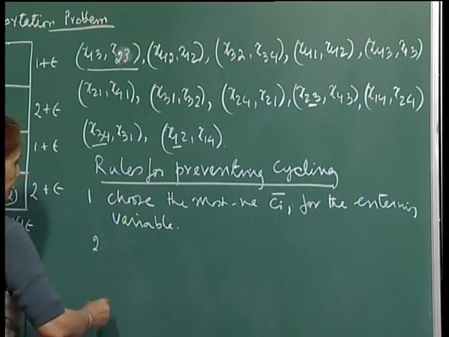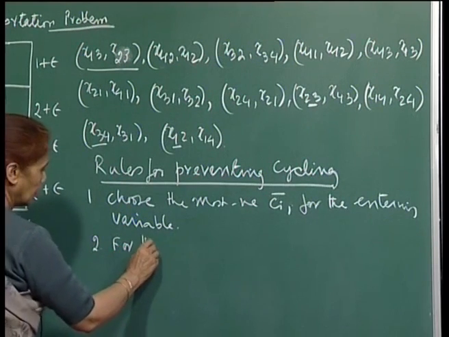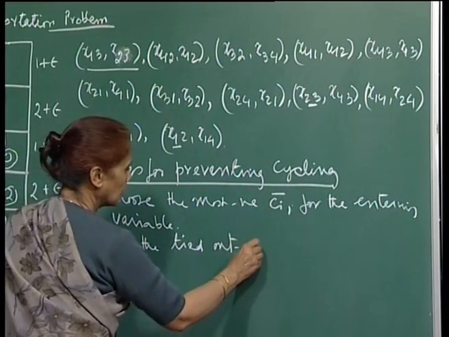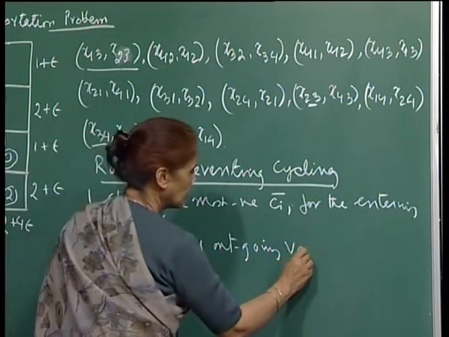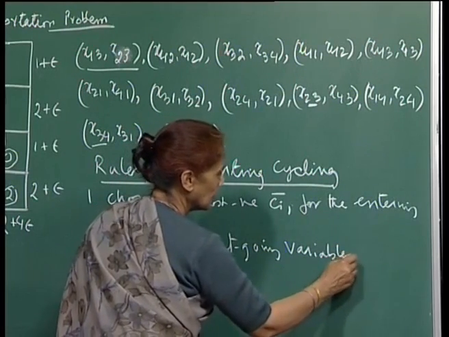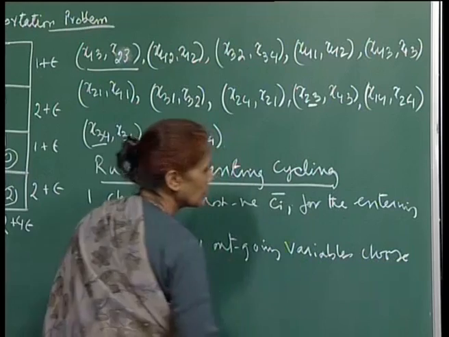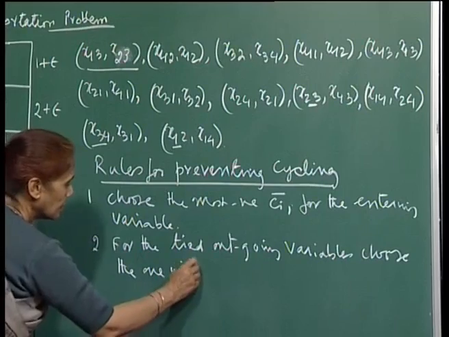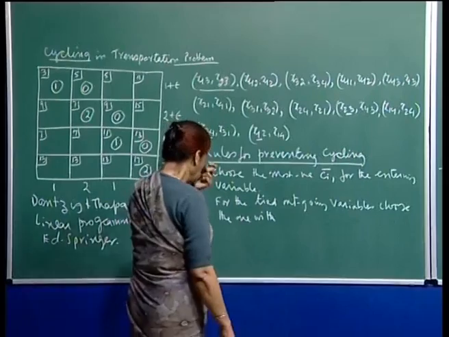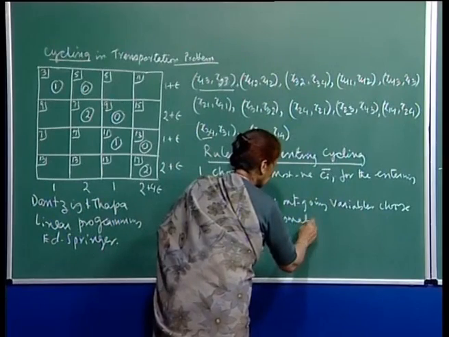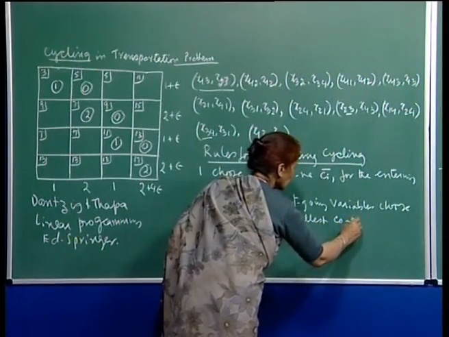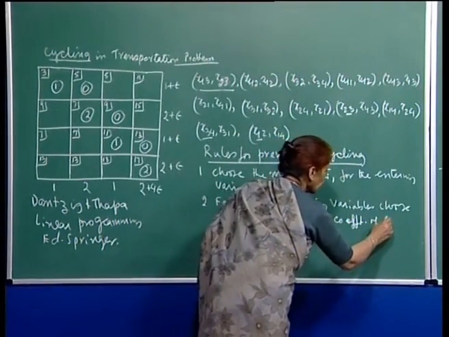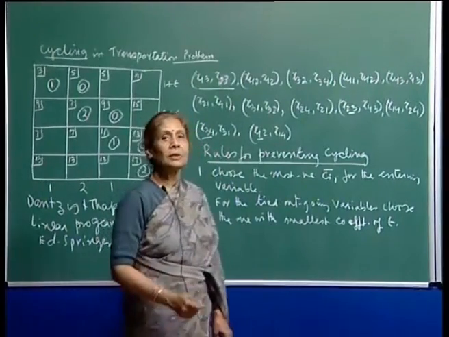And for the tied outgoing variables, choose the one with the smallest coefficient of epsilon. Now one would ask, how can you be sure that this choice is unique?